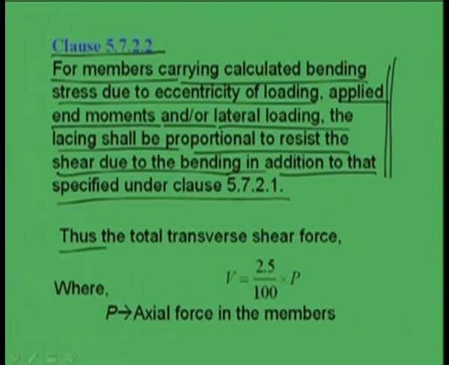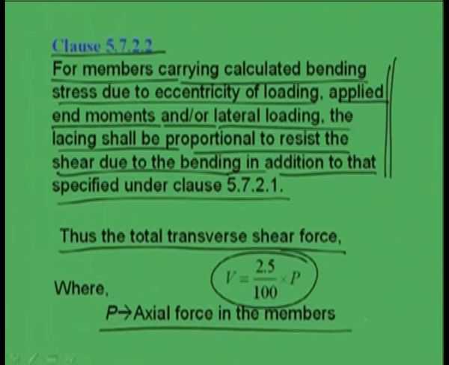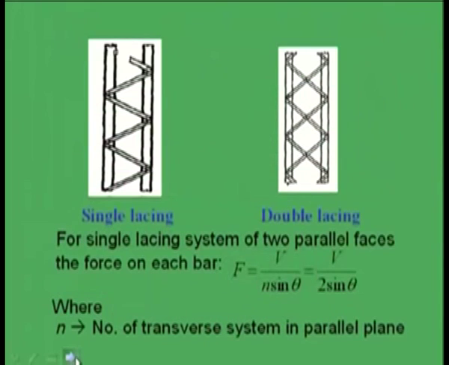So, the total transverse shear as per clause 5.7.2.1 will become V is equal to 2.5% of P, where P is the axial force in the member. Now, we will calculate what is the force coming.